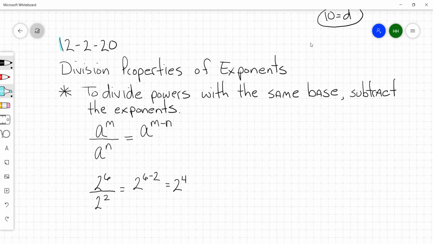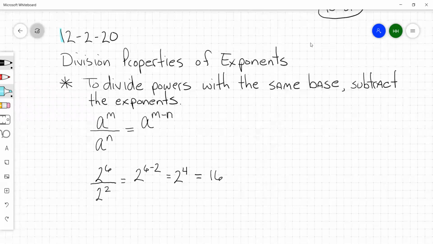And then, as I said the other day, with the 4th power and less, we're going to evaluate it. So in your calculator, your 2 raised to the 4th equals, and that's 16. All right? When you're dividing exponents and the bases are the same, you subtract the powers.